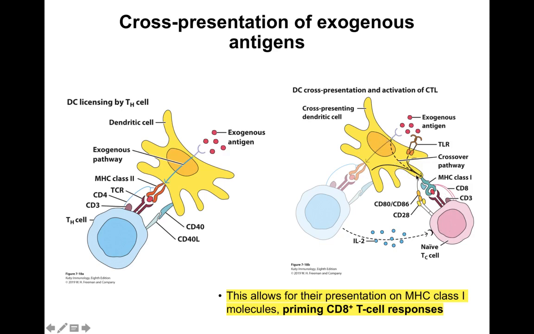This cross-presentation seems to only occur in dendritic cells, of taking something that's exogenous and putting it in an MHC class I. So the majority of the time, the exogenous antigens are presented in MHC class II, and endogenous antigens are in MHC class I. However, dendritic cells are able to cross-present exogenous antigens into MHC class I, and that's so that they can activate these naive CD8 positive cytotoxic T cells.